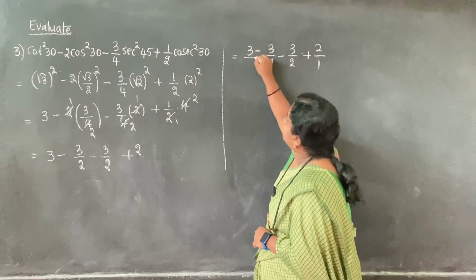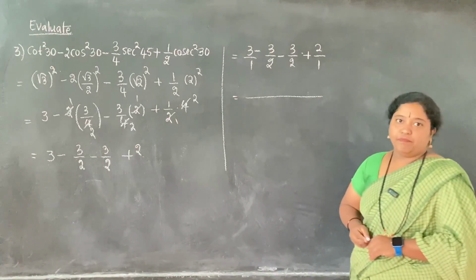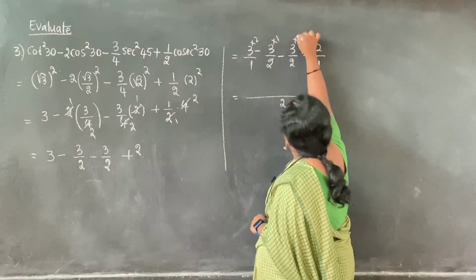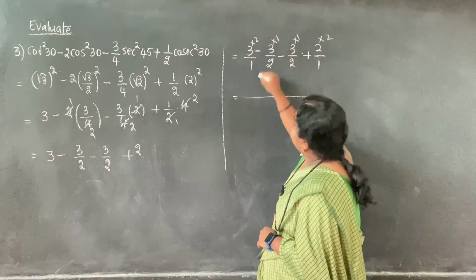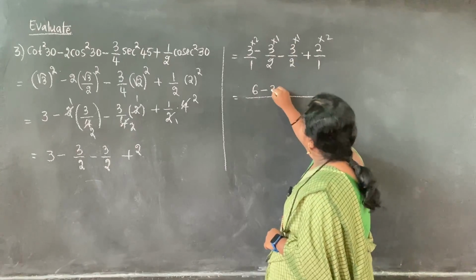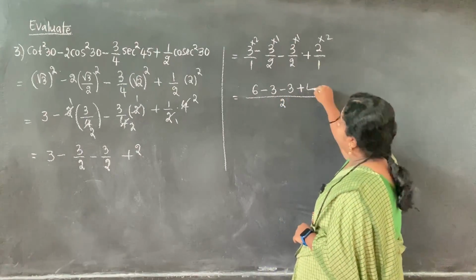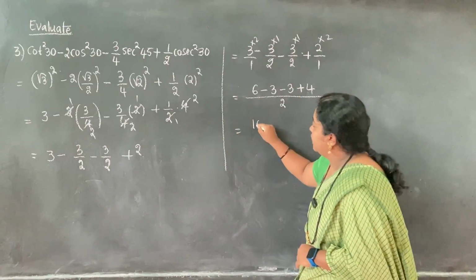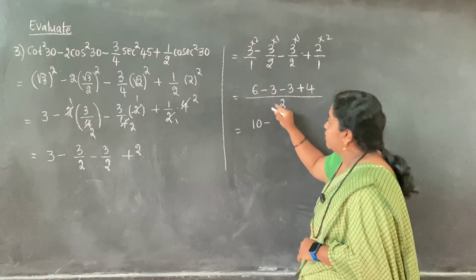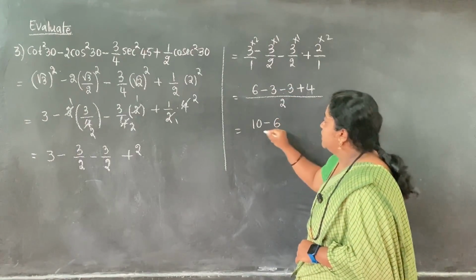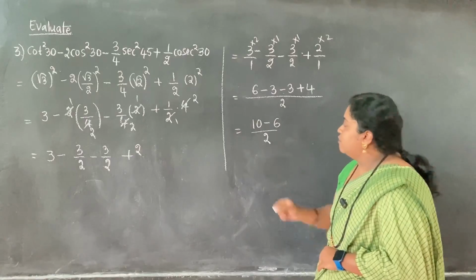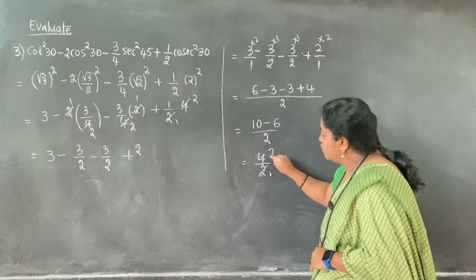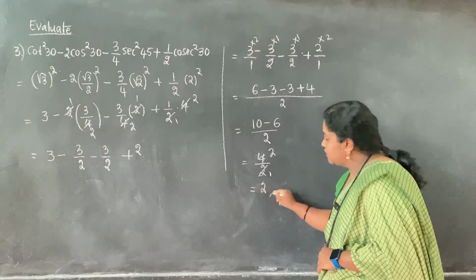We'll simplify by taking the LCM. What is the LCM? LCM is 2. Yes or no? 1 twos are 2, 2 ones are 2, 2 ones are 2, 1 twos are 2. 3 twos are 6 minus 3 ones are 3, 3 ones are 3, 2 twos are 4. Fine. Now simplify this one. 6 plus 4 is nothing but 10. 3 and 3 will become, both are negative, that will become how much? 6 divided by 2. 10 minus 6 is how much? 4. 4 divided by 2. 2 ones are 2, 2 twos are. So the answer I got here is 2.